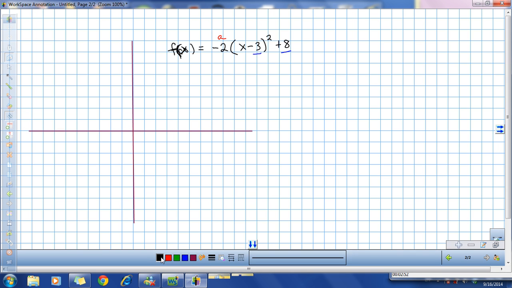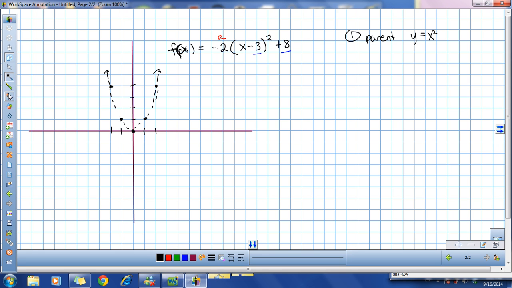Okay, I always want to start off with my parent function. So let's start that parent function first. It is y equals x squared, or f of x equals x squared, and our points are 0, 0, negative 1, 1, positive 1, 1, negative 2, 4, and then positive 2, 4. So those are the basic 5 key points for graphing my quadratic parent function.